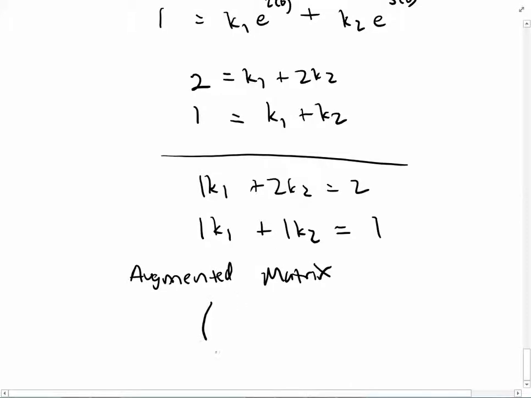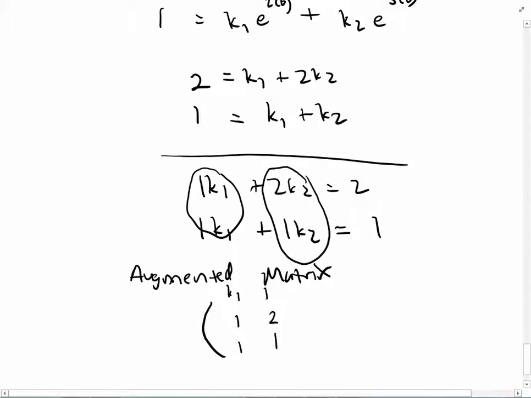It stacks the coefficients, first of all, of the k1s. So my coefficients there are 1 and 1. Here for k2, my coefficients are 2 and 1. That's important that they line up. And then I'm going to draw a little dotted line here to indicate the equal sign, and on the other side I'm going to list my constants as 2, 1. What this allows me to do is solve for k1 and k2, and I'll show you how. I'm going to pull up my TI-83.